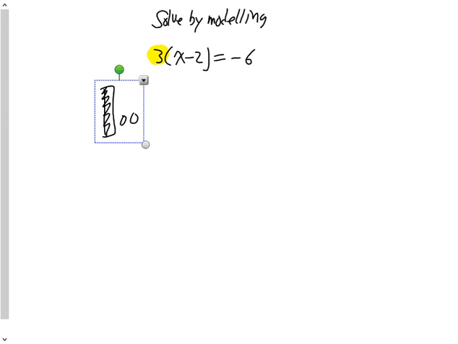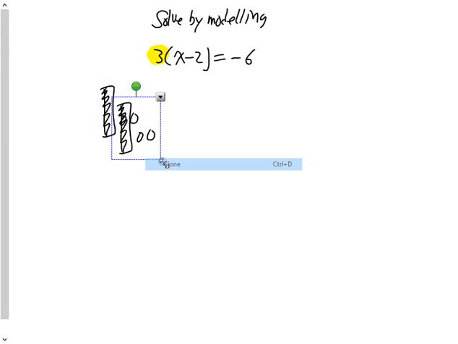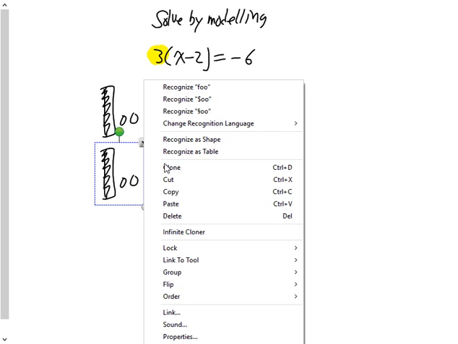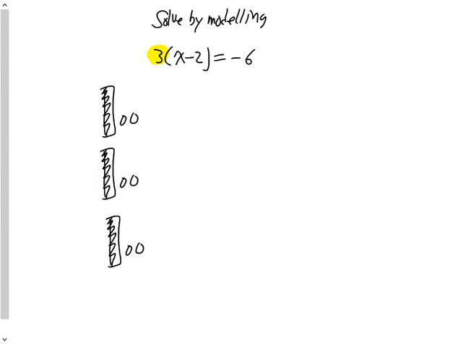So if I take this particular picture and I clone it, and then I clone it again, I have 3 groups of x minus 2. This here says 3 multiplied by x minus 2, or 3 groups of x minus 2. All right? Now 3 groups of x minus 2 is equal to negative 6. I'm going to put it as negative 6 here.